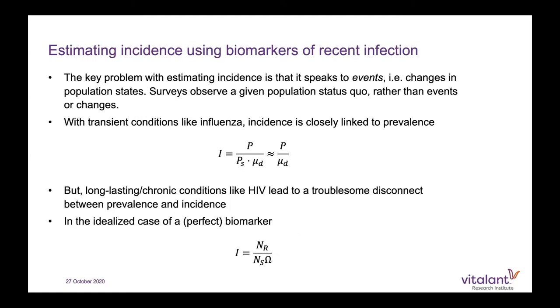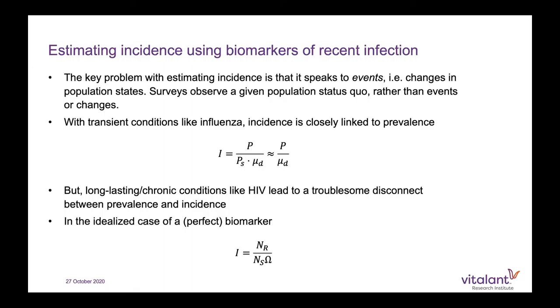A brief note about estimating incidence in chronic non-remissible conditions like HIV. The key problem with estimating incidence generally is that we are observing events, that is, changes in population states, as opposed to a population status quo.